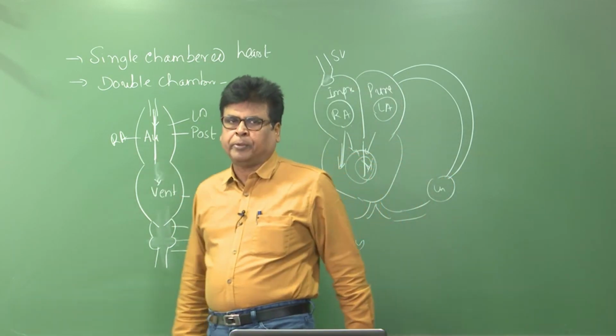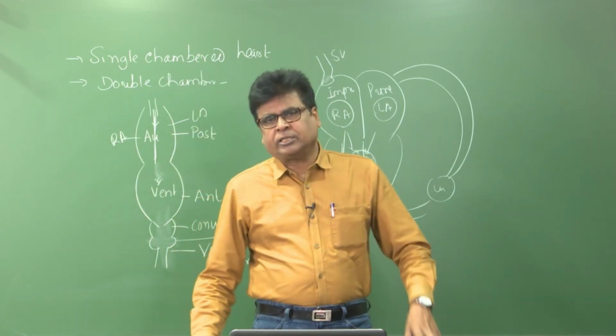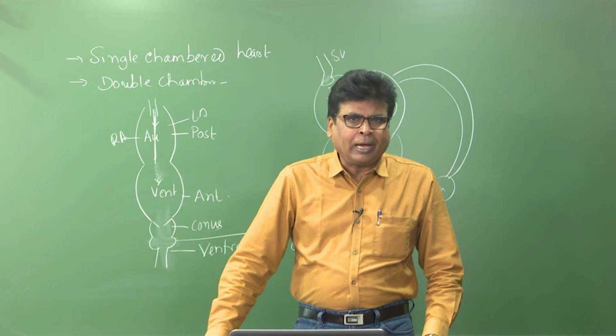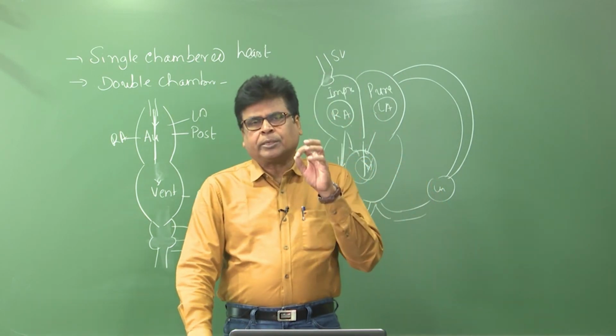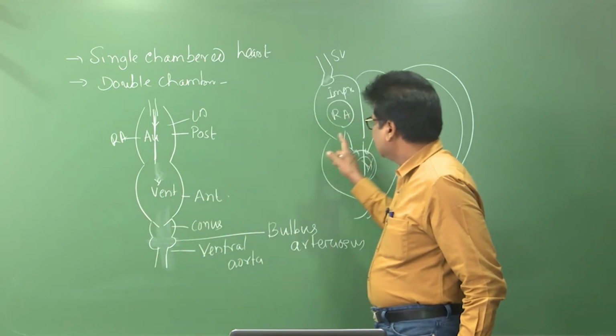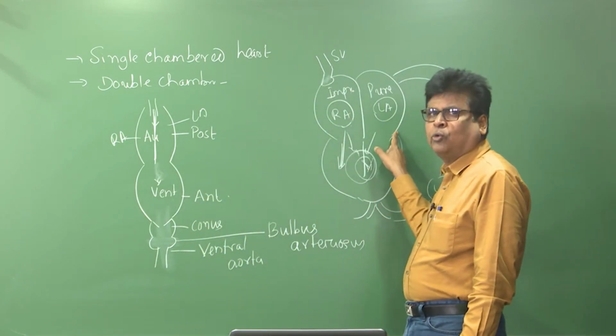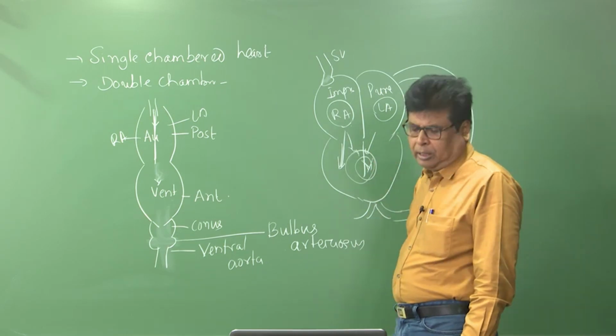Now, come to the amphibia. Amphibia is the first vertebrate where a well defined 3 chamber heart is observed. In amphibia, the heart is divisible into 3 chambers, meaning 2 atria or 2 auricles and 1 ventricle.